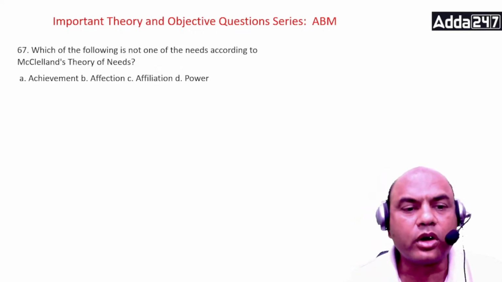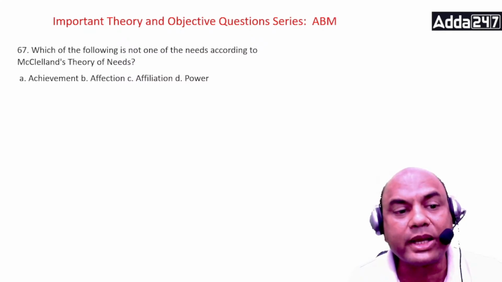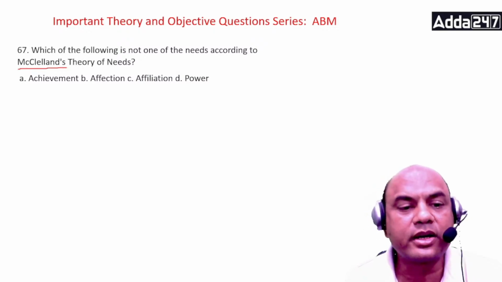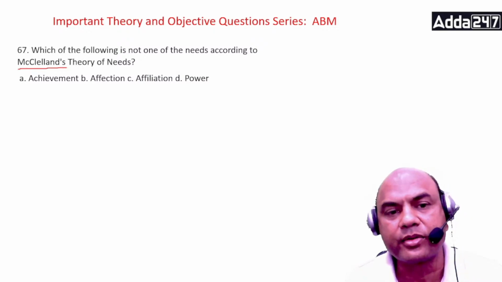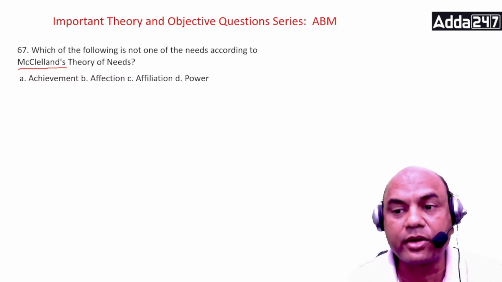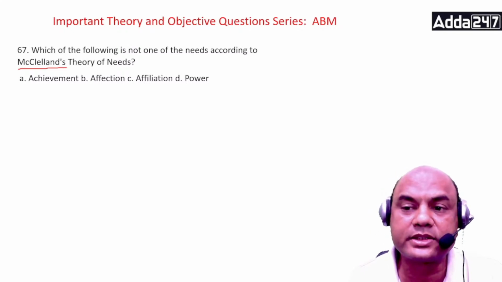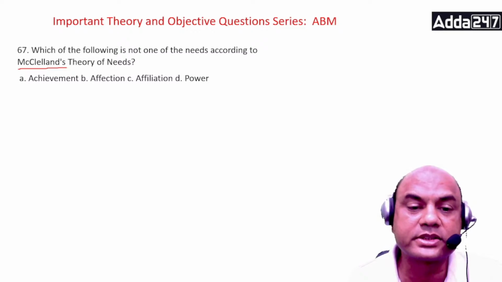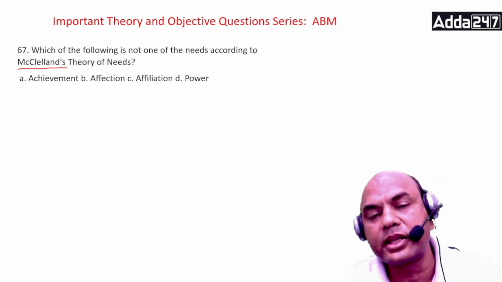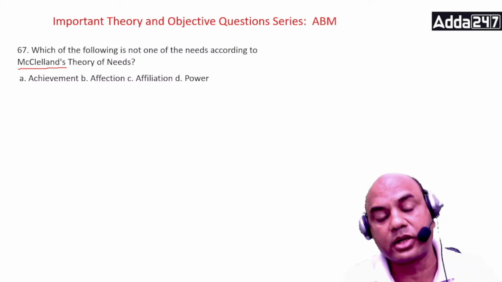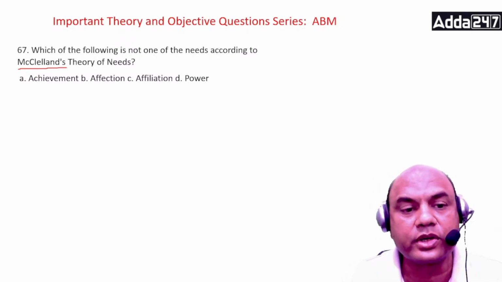Which of the following is not one of the needs according to McClelland's theory of needs? McClelland's. Achievement, affection, affiliation and power. See here I am covering various theories. Earlier I have covered Maslow and ERG also in my earlier lectures. So that's why I follow this completely. So which of them is not a need of McClelland's theory? Not. See here, it's a negative question. That's what you have to focus on. Always in an exam, focus whether it's a negative or positive question.